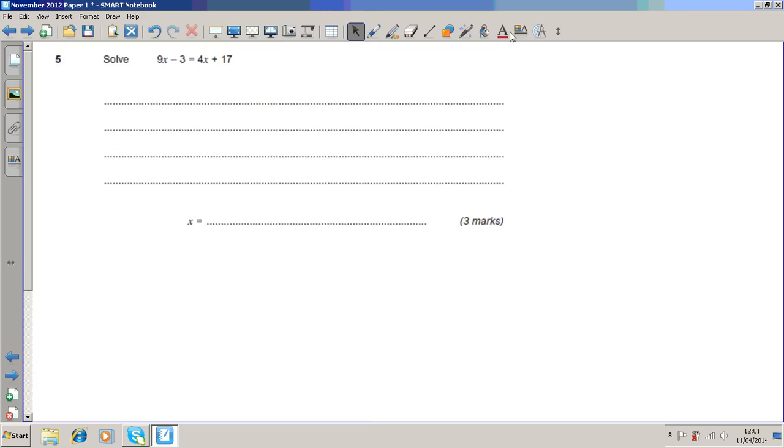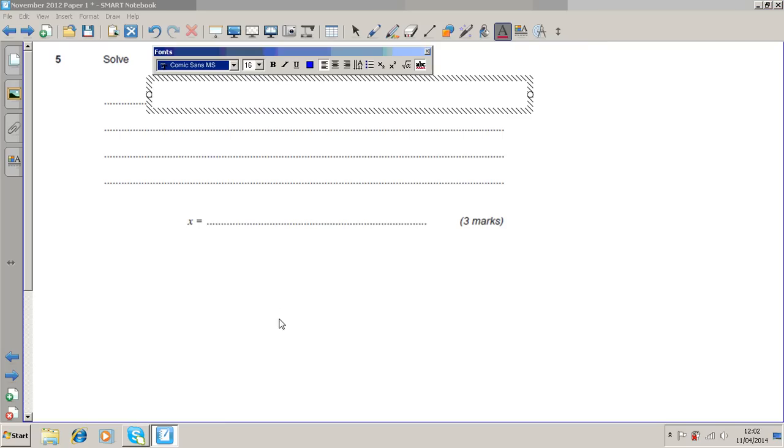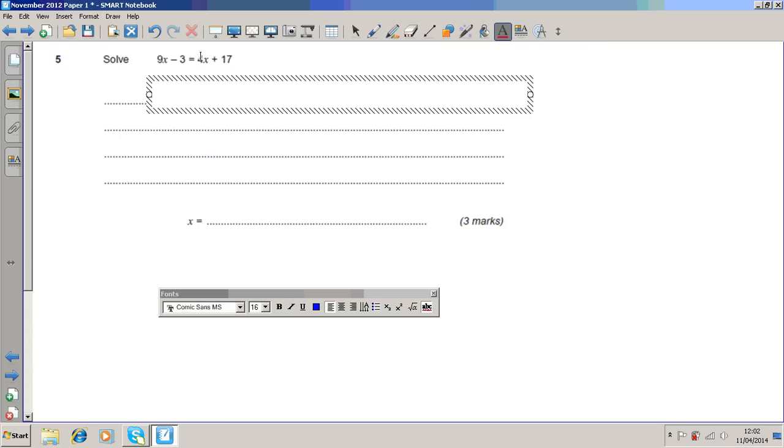Winner. Solve, yay, algebra. 9x minus 3 equals 4x plus 17. So, get rid of the lowest number of x's first. So I'm going to get rid of the 4x here by taking 4x off that side. We're just going to leave 17 on that side. And if I take 4x off this side, then I'm going to get left with 5x minus 3.